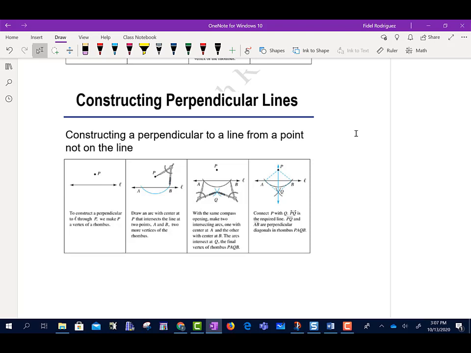We're going to connect P with Q. Line PQ is the required line, and line segment PQ and line segment AB are perpendicular diagonals in the rhombus PAQB.